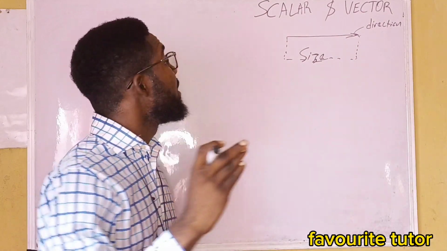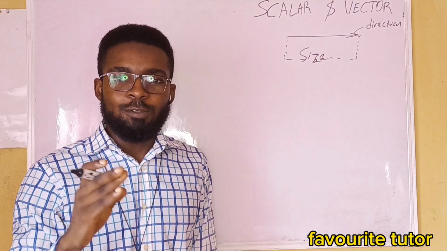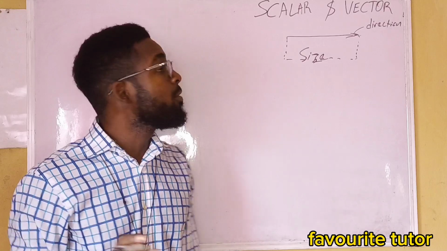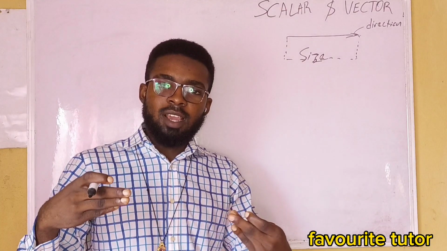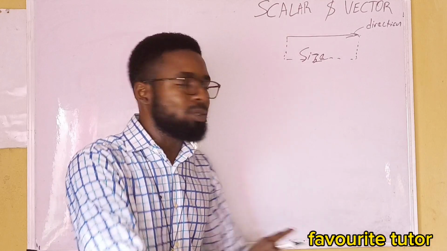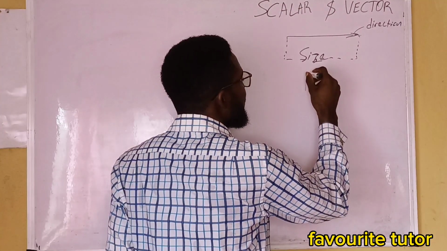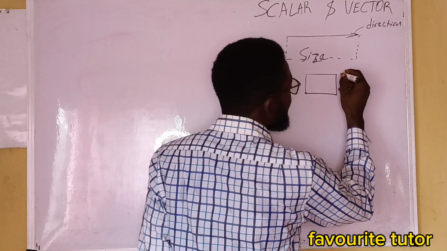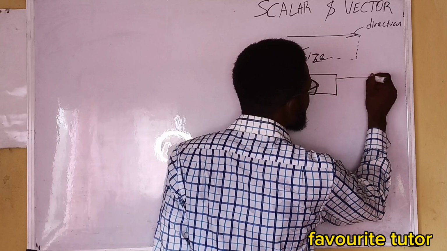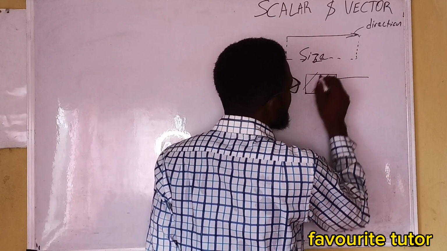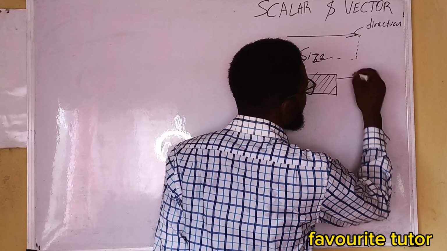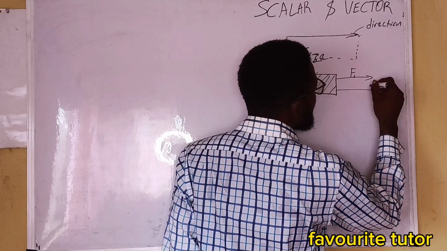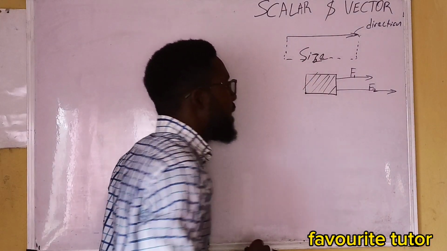So we are going to take cases of multiple vector quantities. For example, when two forces act on a body in the same direction, that's the first case. For instance, this is the body, a block, with two forces acting on it. This is the first force, force 1, while this is the second force, force 2, acting on this body.